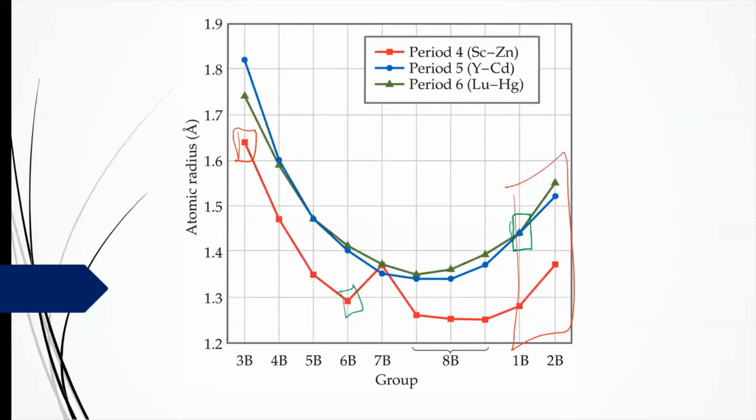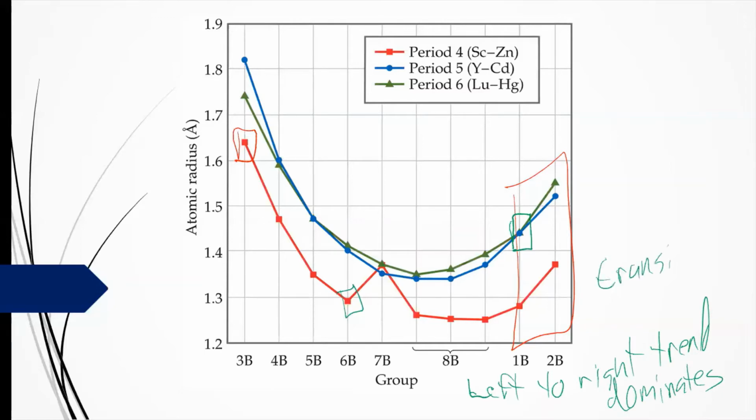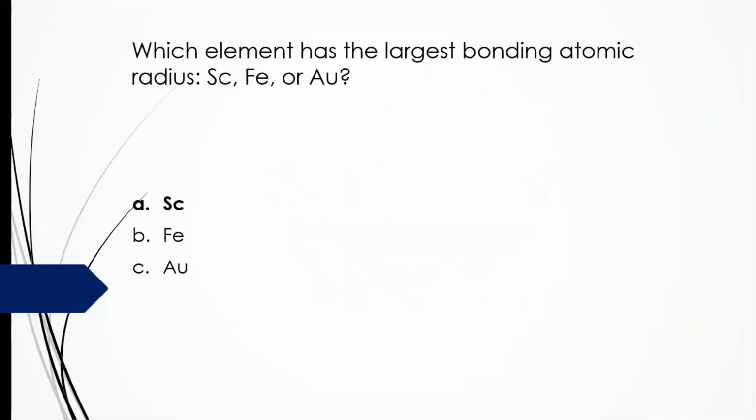So this is a little bit different than when we look at our other trends, when we're going down the period. If they're directly above each other, then it makes that comparison a little bit more useful. But really the left to right trend dominates when we talk about transition metals. Okay. So we're looking for scandium there.